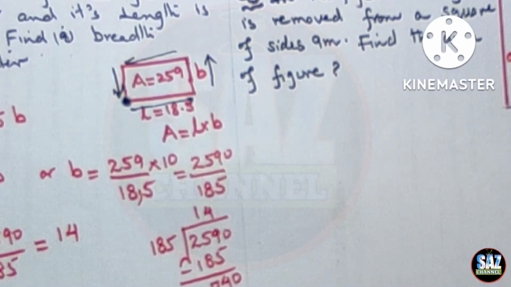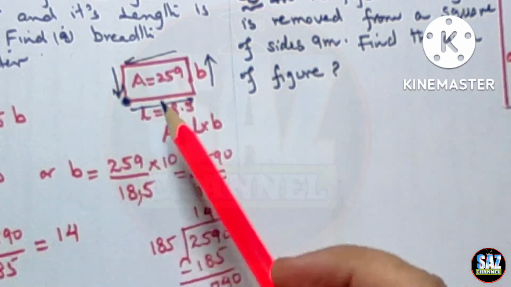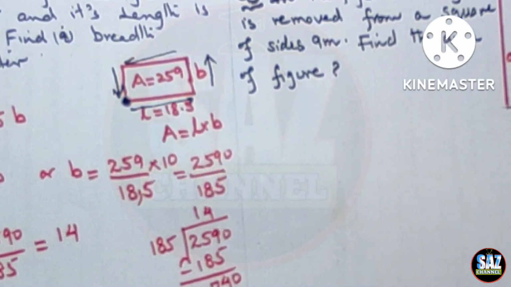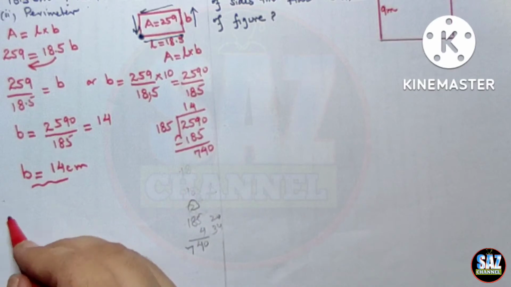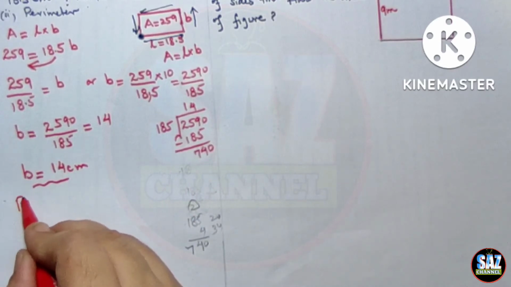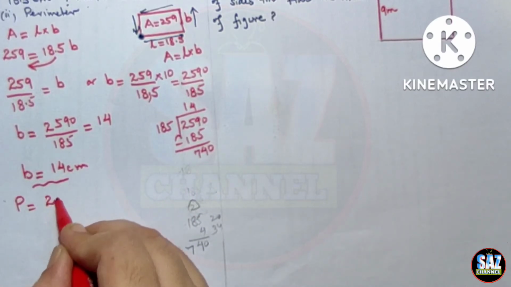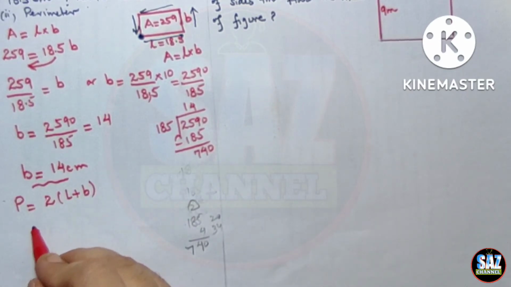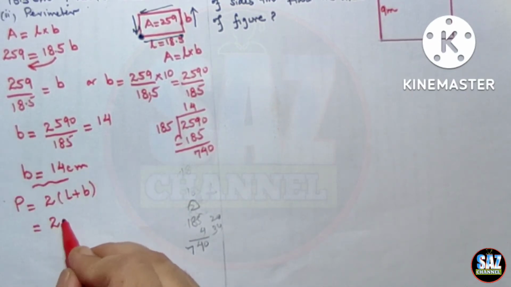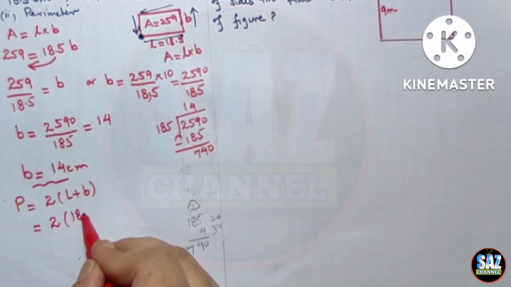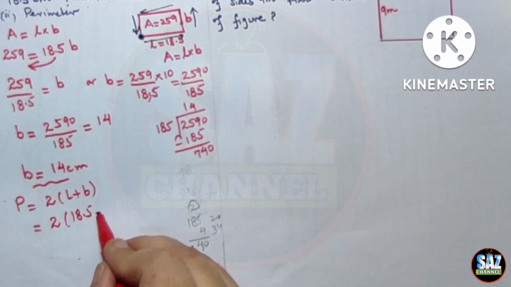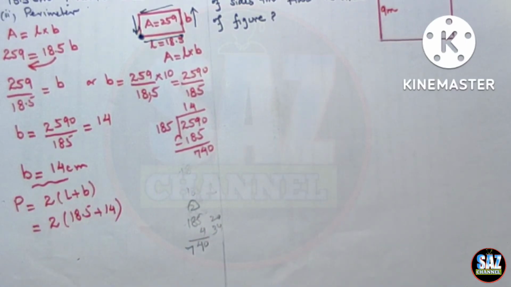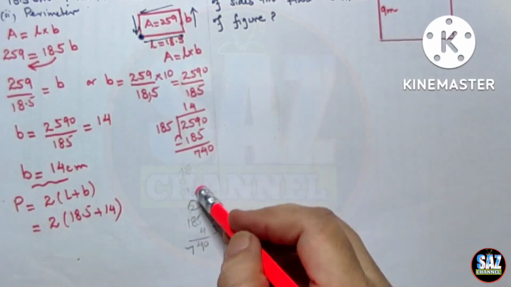So we can see that we need length 2 times and breadth 2 times as well. We know that the formula for the perimeter of a rectangle is 2 into length plus breadth, and the length is already given in the question, 18.5, and the breadth is 14. Now I have to teach my students how to add up decimal numbers.